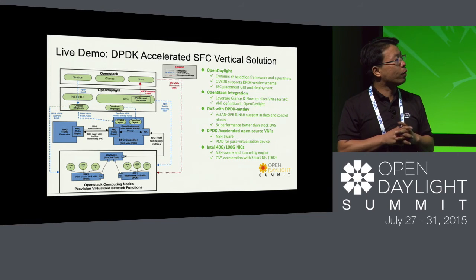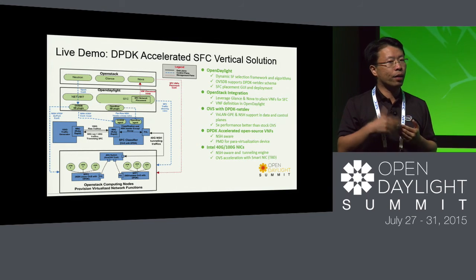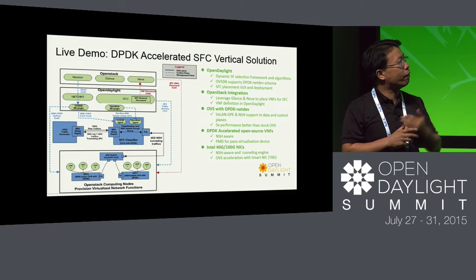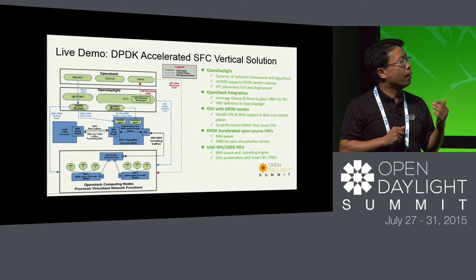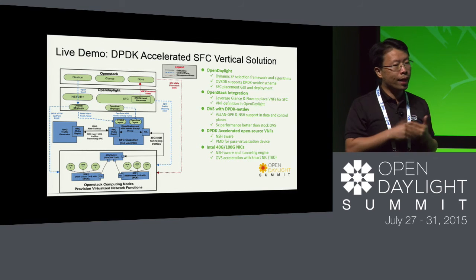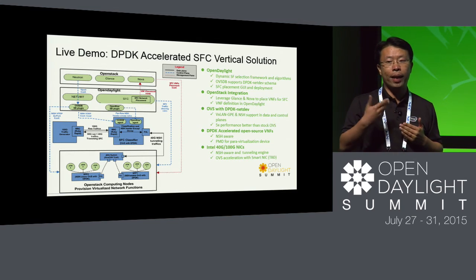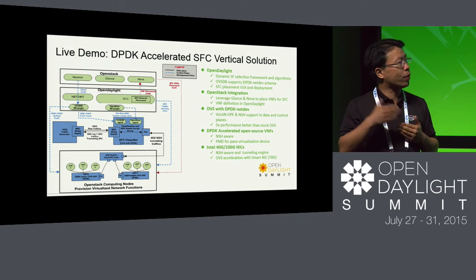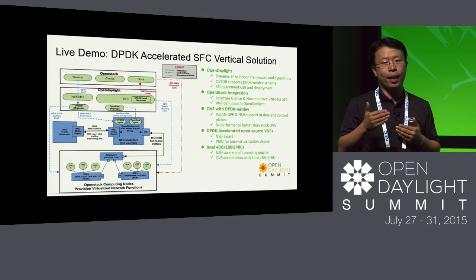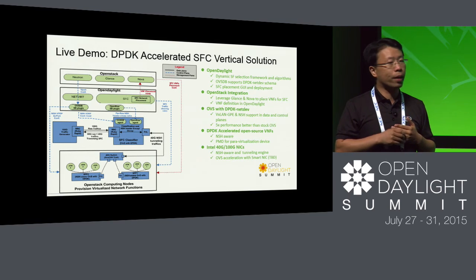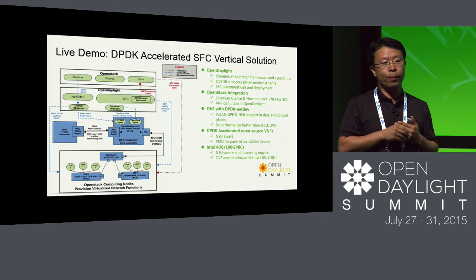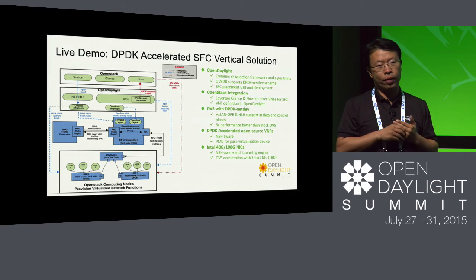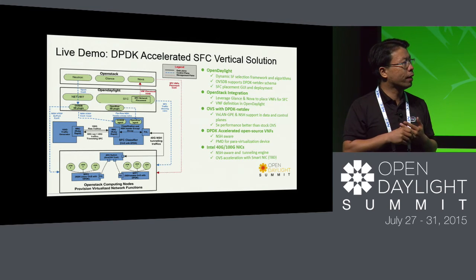So it will be there till end of tomorrow. Basically, it's a vertical solution with the DPDK accelerated service function chain. It integrates OpenStack to do basic network placement functionality. And it integrates the DPDK accelerated OVS in order to prove that using DPDK, you can improve the end-to-end service function solution performance significantly.